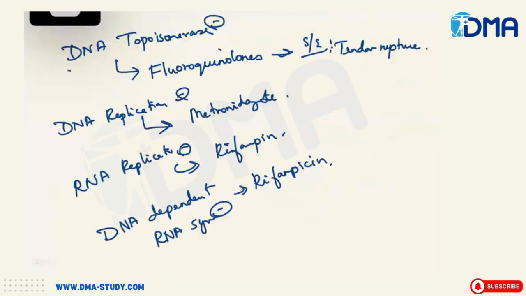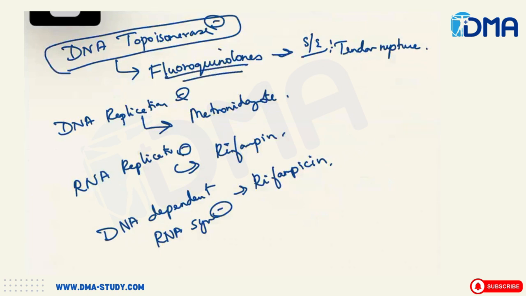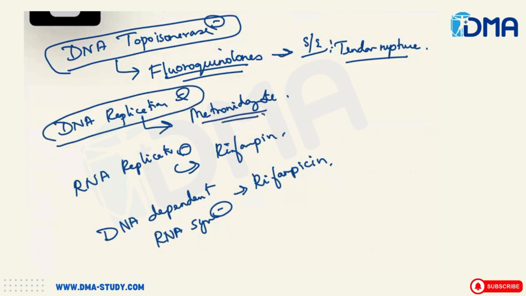Then coming to the topoisomerase inhibitor, which is the fluoroquinolone. Apart from the regular side effects like dizziness, rashes, and everything, there are high chances of tendon rupture with these topoisomerase inhibitors. DNA replication inhibitor, example is metronidazole. This is the drug used most commonly for GIT cases and anaerobic cases. RNA replication inhibitor is rifampin. DNA dependent RNA inhibitor is rifampicin.